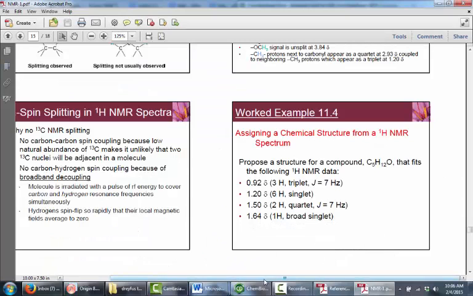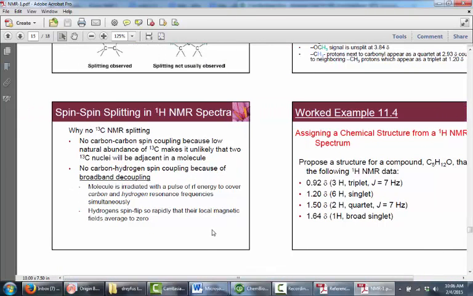So you may be wondering to yourself why there's no splitting in the carbon spectrum, and that's a good question. If you are wondering that, that's fabulous. The reason there's no splitting in a carbon spectrum is because you have a very low natural abundance of carbon-13, which makes it pretty unlikely that two carbon nuclei are going to be close to each other in the molecule.